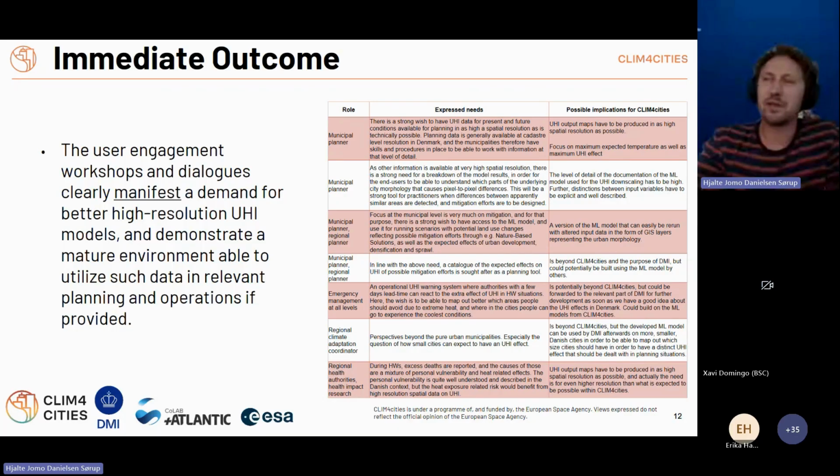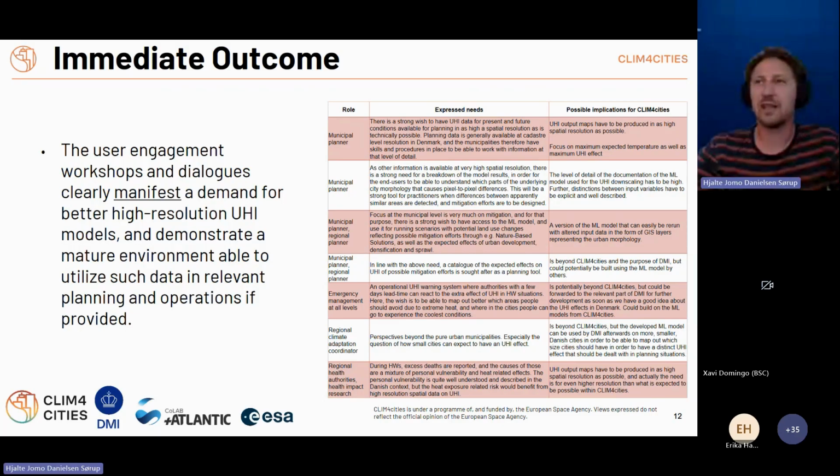And the first conclusion here is that these dialogues clearly manifested there is a demand for better high-resolution urban heat island models, because it is a problem, and we know there are small-scale differences that they really want to pick up in order to be able to better see where in the cities they have the biggest problems, and if they are to design solutions that they can actually be targeted against these areas.